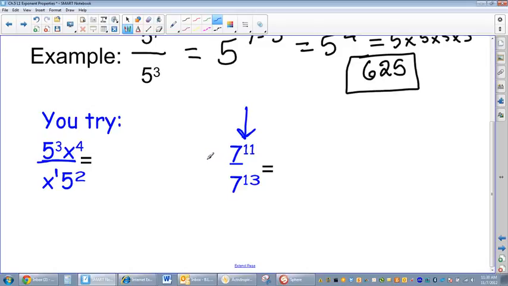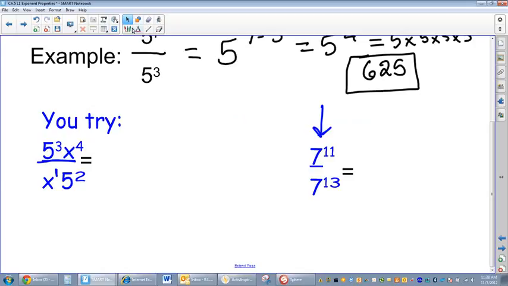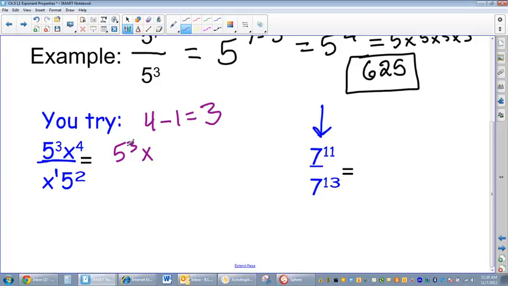Okay, can someone please walk me through what they did for the first one? Garrett, can you walk me through what you did? Good. So we have 4 minus 1 is what? Good. So we have 5 to the third, x to the third, over 5 squared. You probably did it in one big step, but we're just going to do it in 2. What did you do next?